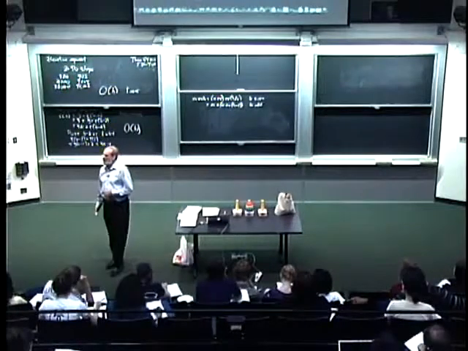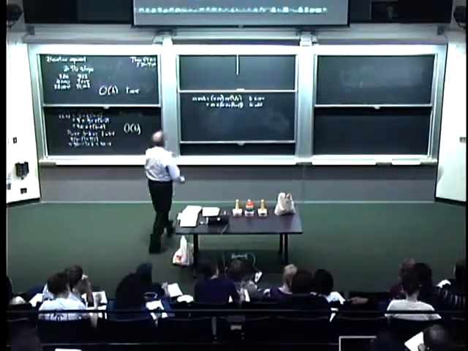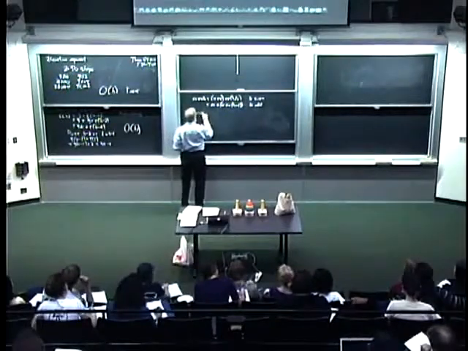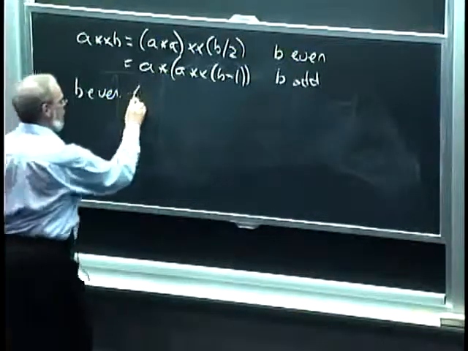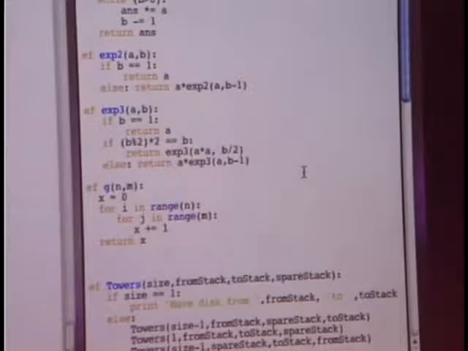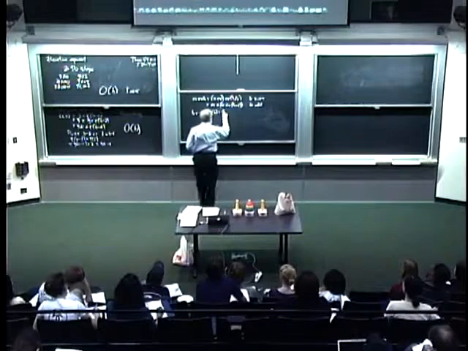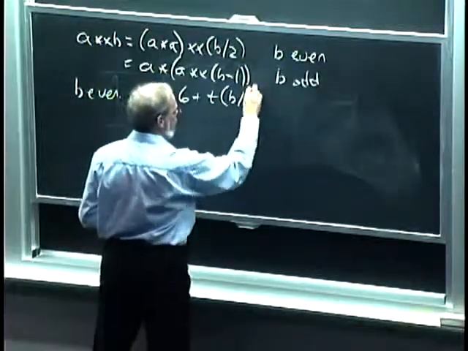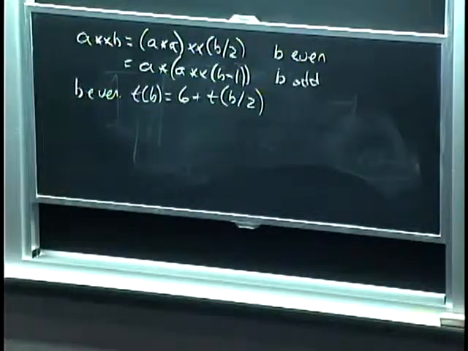This is a little different, right? It's going to take a little bit more work. So let's see if we can do it. In the b even case, again, I'm going to let t of b be the number of steps I want to go through. And we can kind of eyeball this thing, right? If b is even, I got to test to see if b is equal to 1. And then I got to do the remainder, the multiplication, and the test. I'm up to 4. And then in the even case, I got to do a square and a divide. So I got 6 steps, plus whatever it takes to solve the problem of size b over 2. Right? Because that's the recursive call.